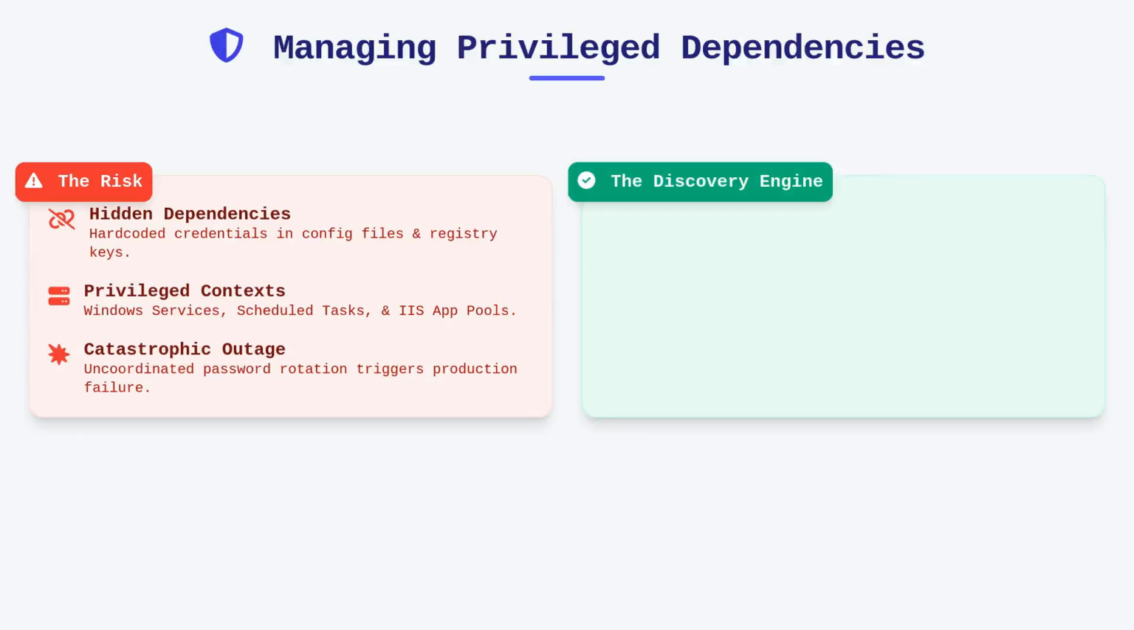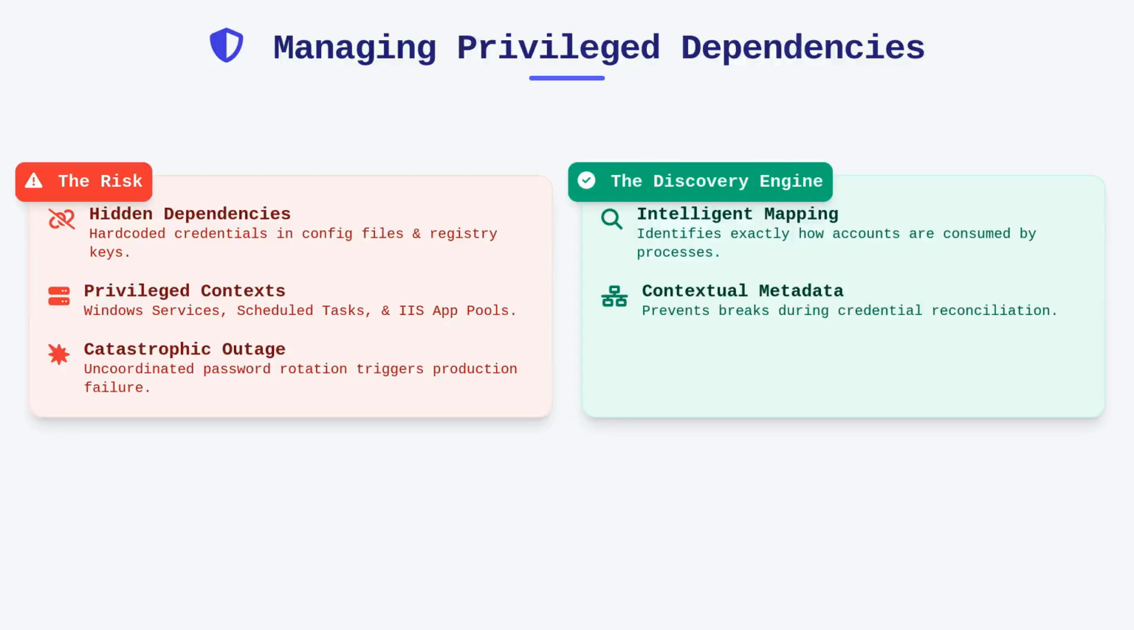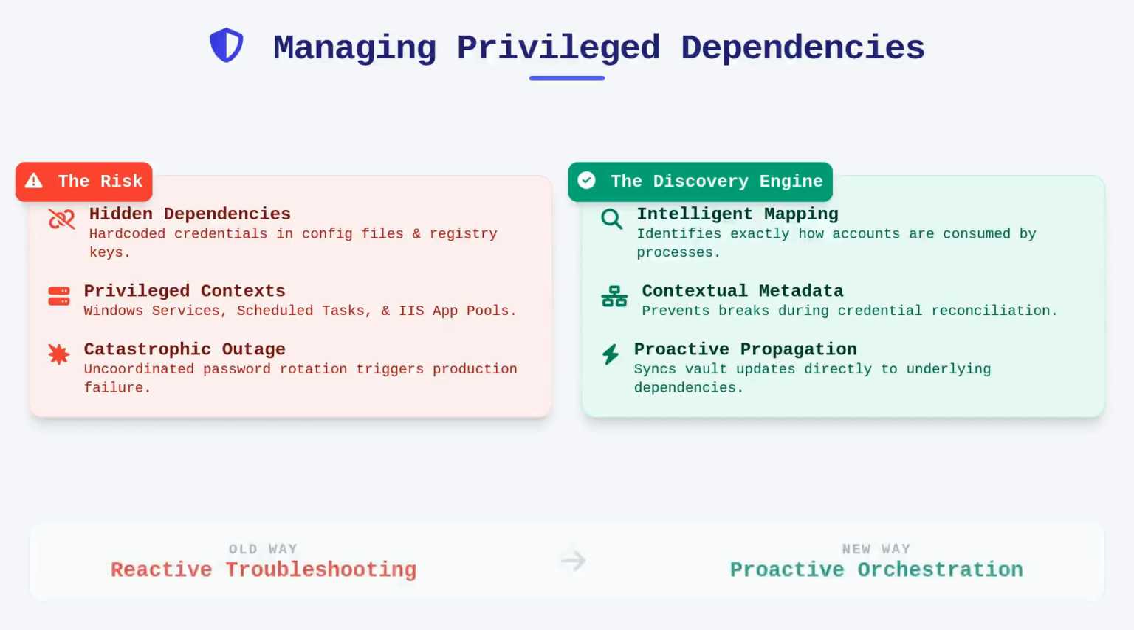The discovery engine assists here by identifying how these accounts are being consumed by system processes. By mapping these relationships, you create a safety net for your rotation policies. Before you force a password change, the metadata provides the necessary context to determine whether a service might break upon credential reconciliation. It allows you to transform your approach from reactive troubleshooting to a proactive stance where you update the account in the vault and simultaneously propagate that change to the underlying dependency.